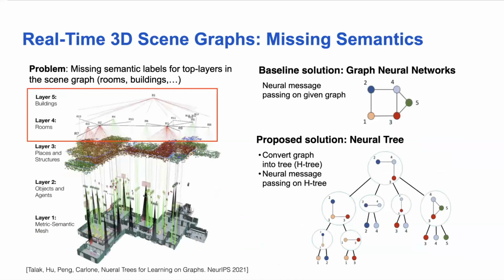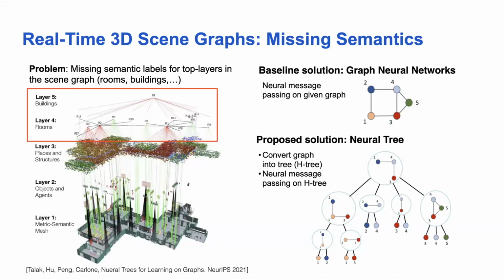And so we use this in one specific application, which is graph learning. When you have a 3D reconstruction like this, you have some missing node labels, especially you don't know the room and building nodes, and we want to learn them. So we propose a neural tree solution, which, given a graph, constructs a new graph, H tree, which is formed by adding those tree decompositions. And we run message passing on the tree decomposition instead of doing message passing on the original graph.